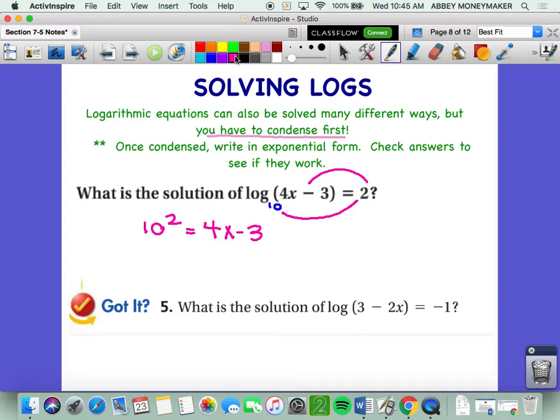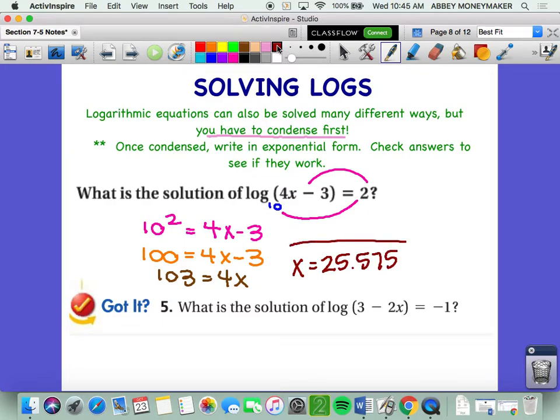All right. Can we simplify from here? Yeah, 10 squared is 100 equals 4x minus 3. Let's solve for x. 103 equals 4x. Divide by 4. Give me the decimal. 25.75, yes.